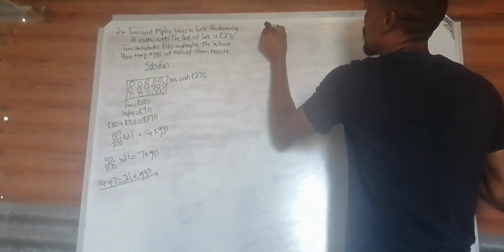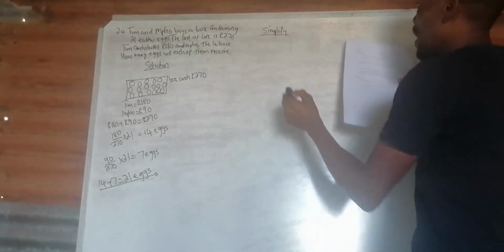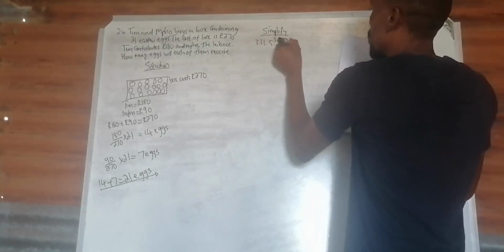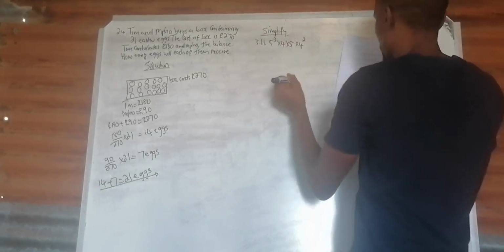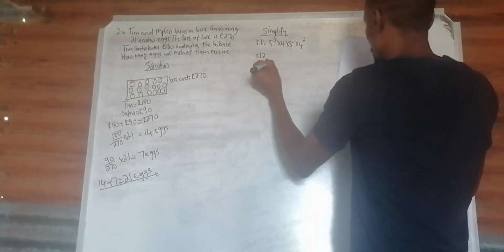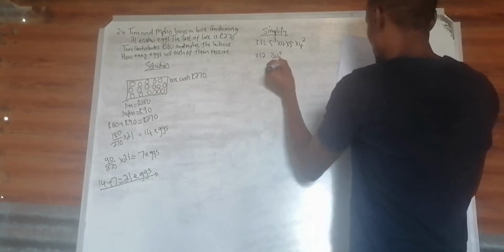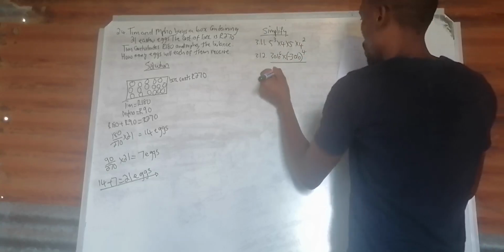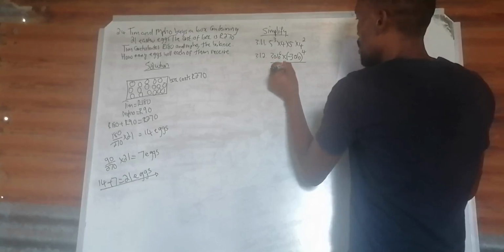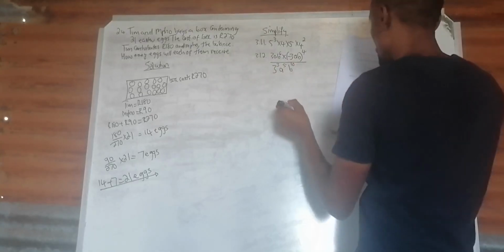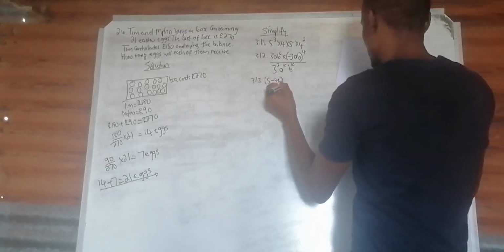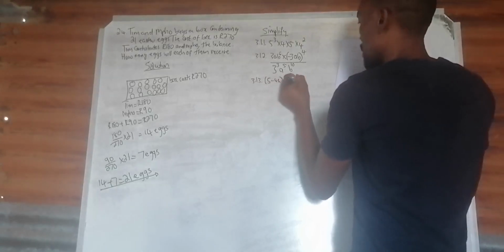Simplify. 3.1.1: 5 cubed times 4 times 5 times 4 squared. 3.1.2: 3ab^5 times 3ab^6 times negative 3ab^4, all divided by 3a^5 b^10. 3.1.3: 5 minus 4x into x minus 7x.